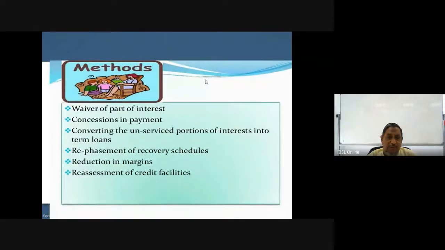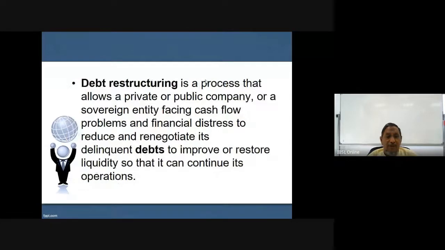Right, let's come to the restructuring we call debt restructuring. It's a process that allows a private or public company or sovereign entity facing cash flow problems and financial distress to reduce and renegotiate its delinquent debts to improve or restore liquidity so that it can continue its operations.